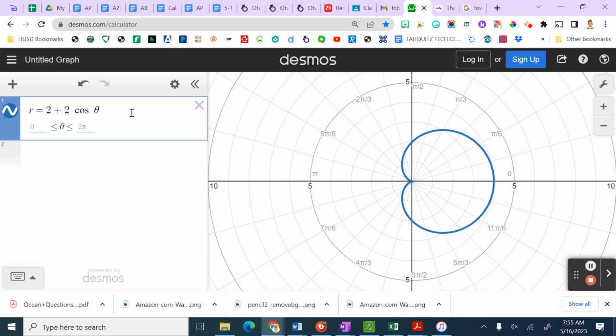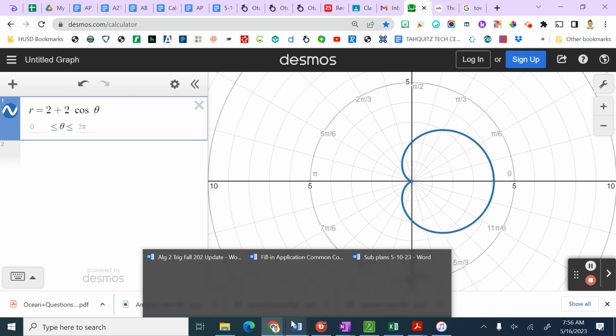What does cardioid sound like? Cardiac, right? Cardiovascular. And what does that have to do with? A heart. So what does the picture look like? Kind of looks like a heart, right? So, well, yes, it kind of looks like that too. But you can kind of imagine heart. There are ways we can actually get it to graph a heart. But it kind of looks like a heart.